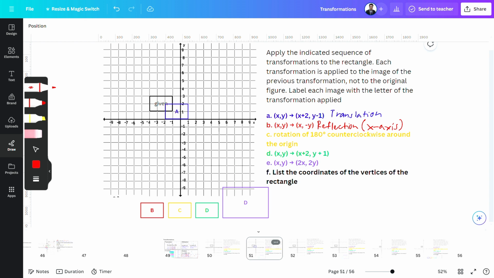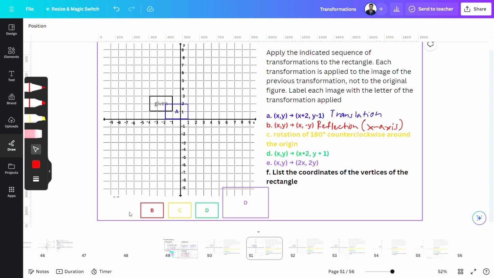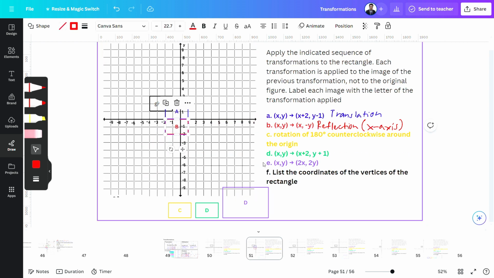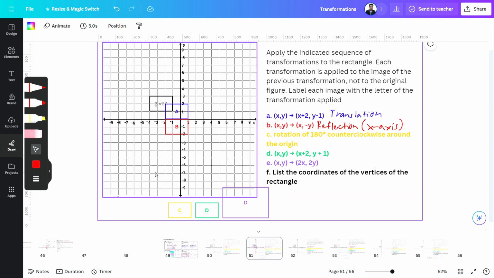If we reflect the figure A, the rectangle, across the x-axis, it would look like this one here. Again, take note your line of reflection is the x-axis. So letter B would look like this. That's so simple, right? Now let's do the rotation.